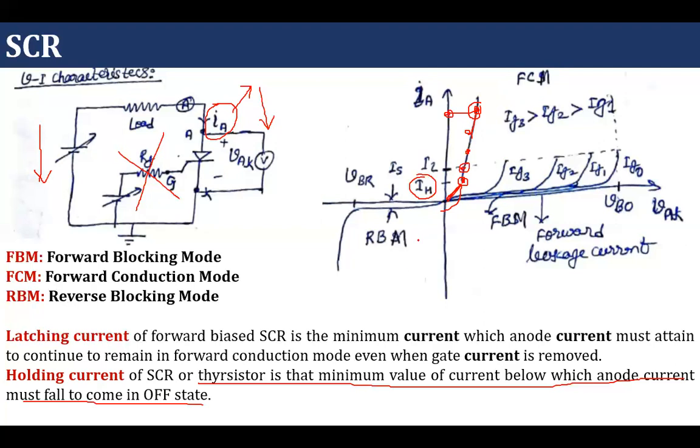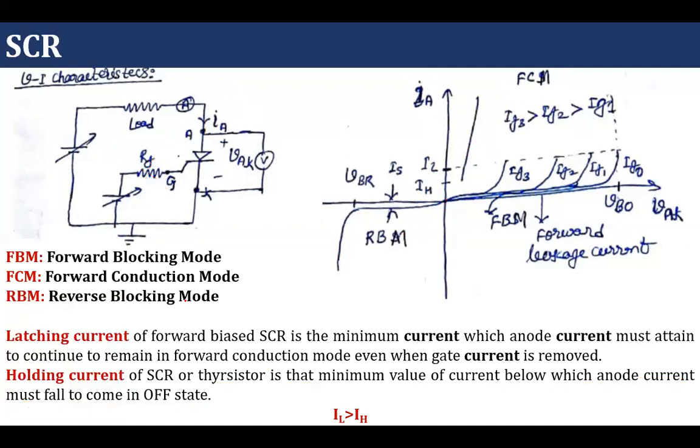So we have these two important points, and practically, it is also clear from this graph, the value of latching current is always greater than the value of holding current. So again I am repeating, what is the latching current? Latching current is the current after which device goes into fully conduction mode. And what is holding current? Holding current is the amount of anode current below which device is going to be off.